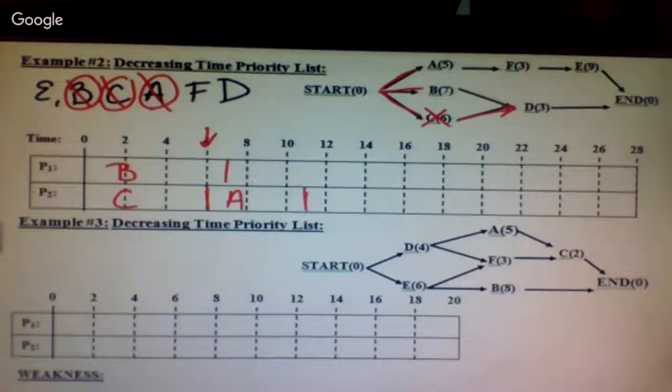Okay. We have another pit stop at 7. I'm now done with B. B leads into D. Is D ready now? Yes. Okay, so we circle it and we schedule it. And that'll take me to 10. We're busy at 8. We're busy at 9. We don't stop again until 10. At 10 minutes, processor 1 is done with D.